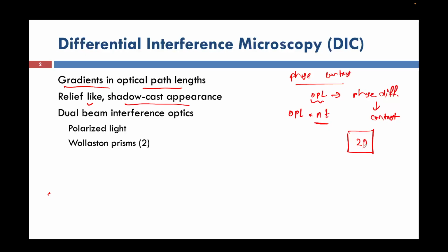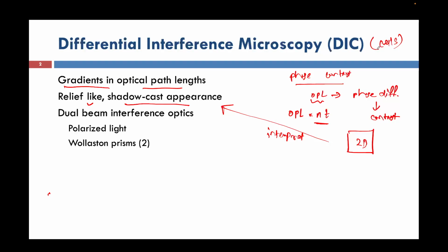Always we are getting a two-dimensional image, but we will be interpreting this two-dimensional image as a three-dimensional image. That means the material might not be giving the true three-dimensional features, but we will be interpreting it as a three-dimensional image. So that will be a relief-like or shadow cast appearance. Generally the cells, or you can say the biological samples, are viewed through this differential interference microscopy.